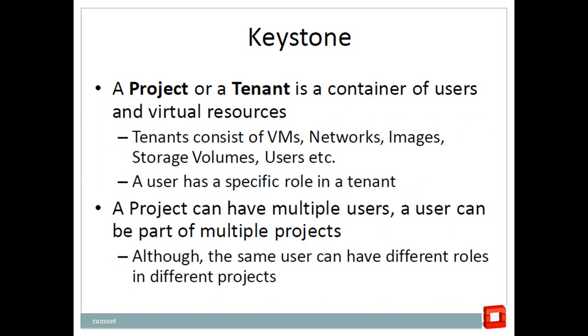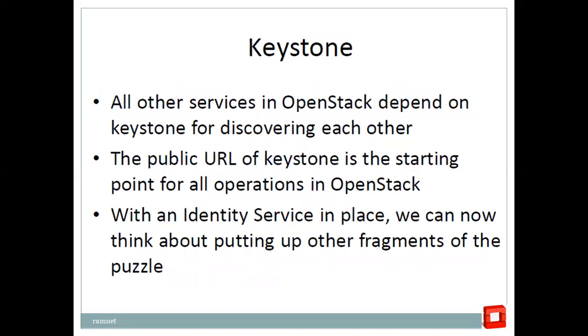A user can have a specific role in a tenant. A project can have multiple users. A user can be part of multiple projects, although the same user can have different roles in different projects as well. So this is going to be controlling everything on authorization, accounting, and all these things project-wise. All other services in OpenStack depend on Keystone for discovering each other. The public URL of Keystone is the starting point of all operations in OpenStack.